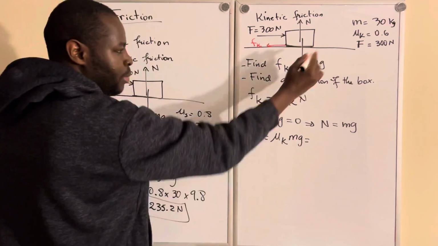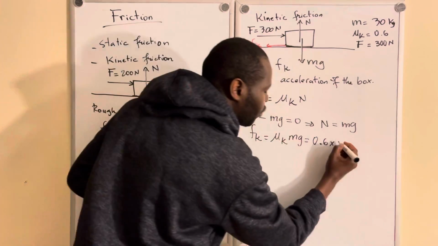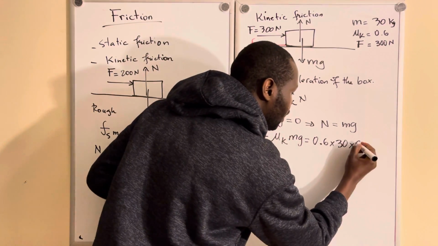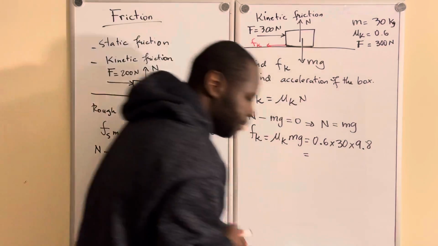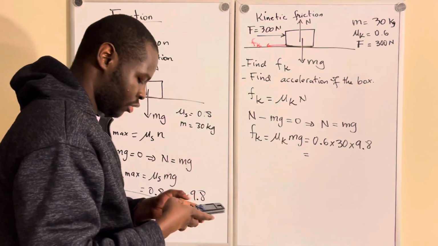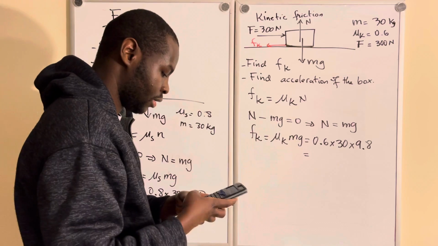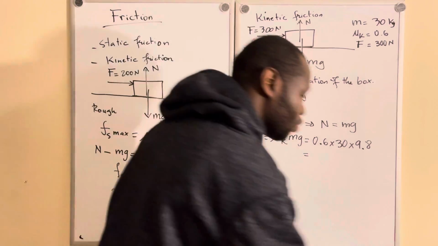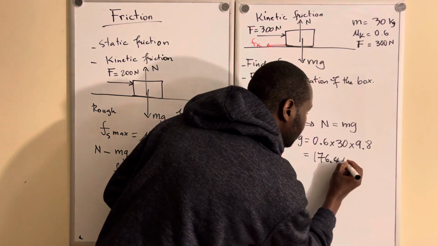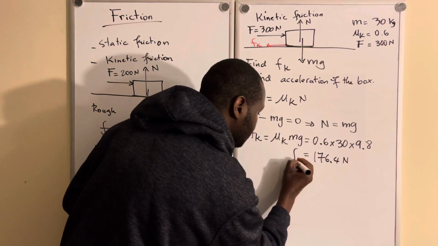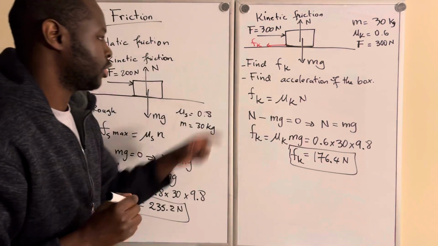Now what is mu k? We have it as 0.6, times mass, 30 kilograms, times the acceleration of gravity, which is 9.8. So 0.6 times 30 times 9.8 gives us 176.4 newtons, right? So this is the kinetic friction.